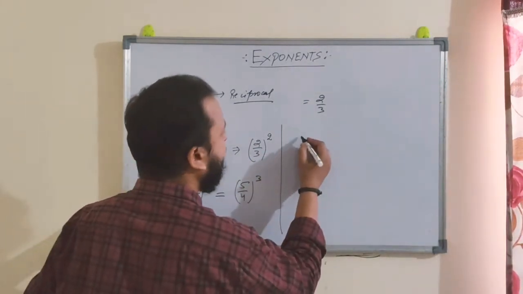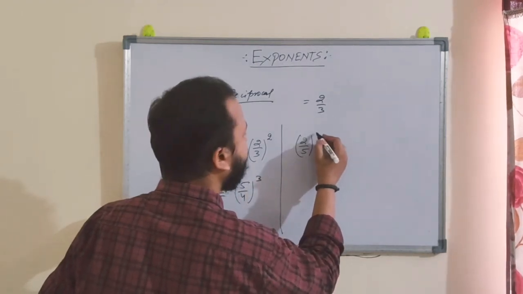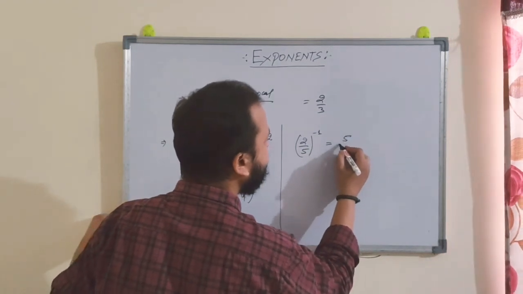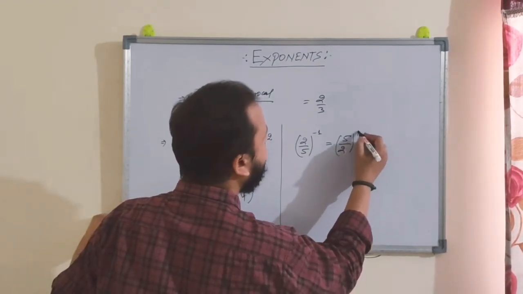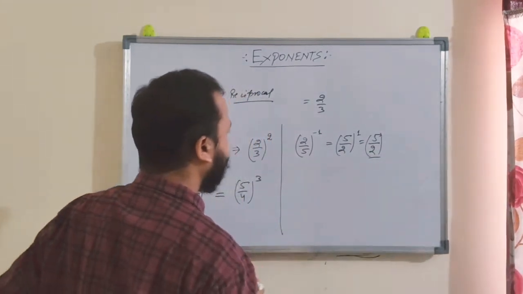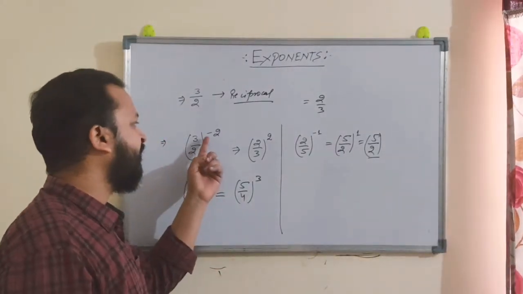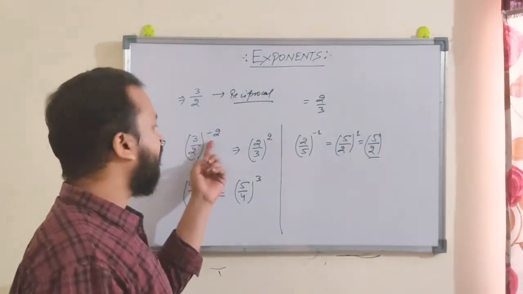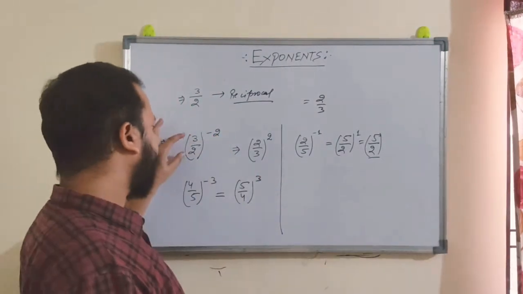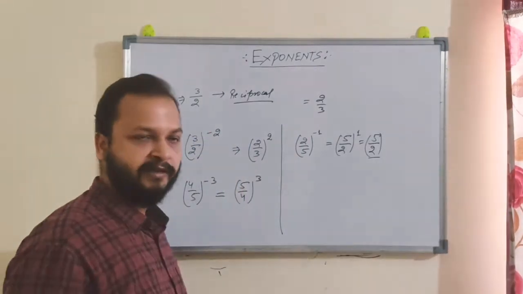Suppose it is written as 2 by 5 to the power minus 1. So you can write it as 5 by 2 to the power 1, or you can simply write it as 5 by 2. So you will take a reciprocal when the powers are given in the negative. If the exponent is given in negative form, you will take the reciprocal of the given rational number and the power will be converted into positive.